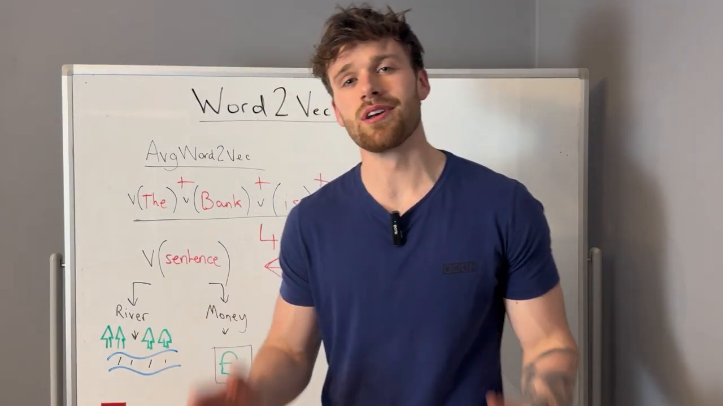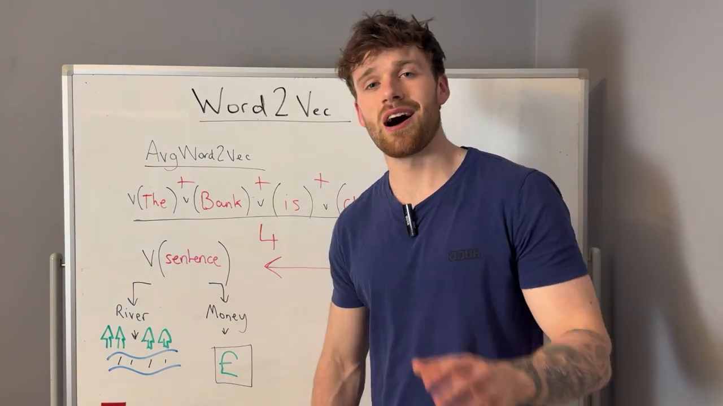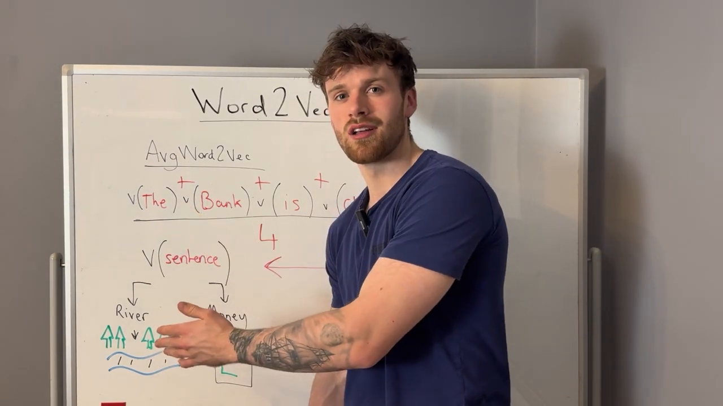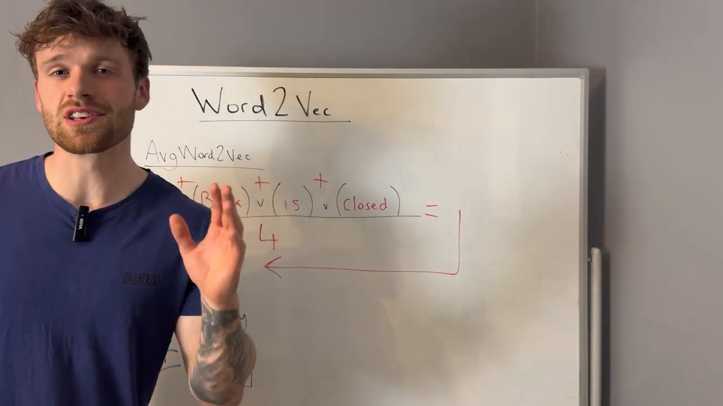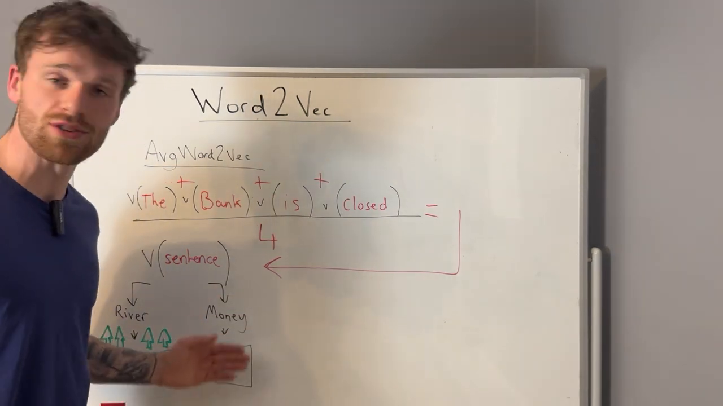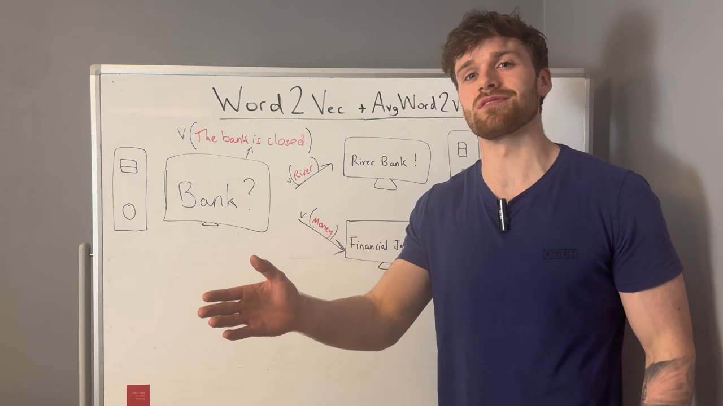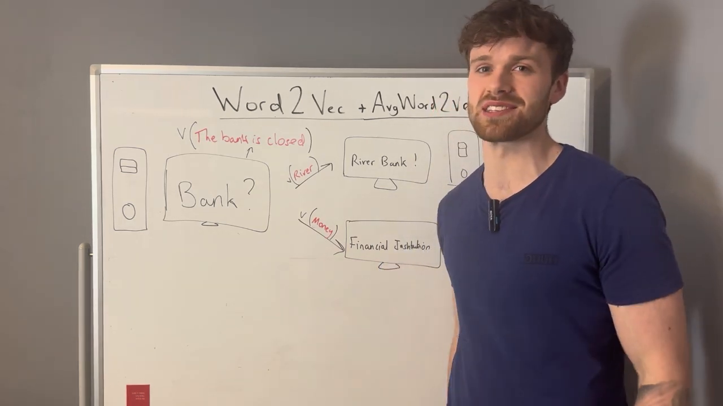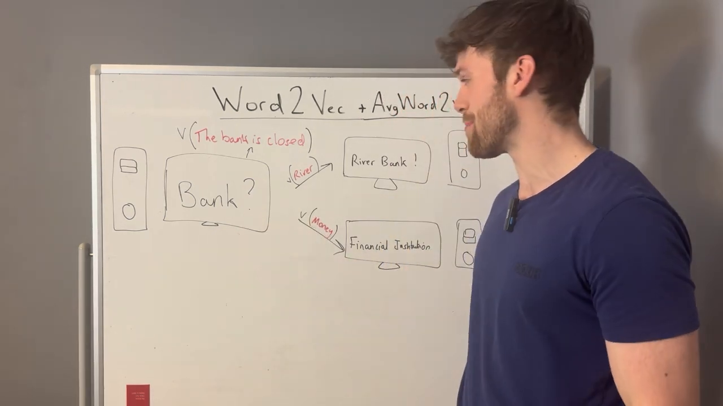Let's think back to our initial problem. The bank is closed, having ambiguous meaning. Now, if the surrounding text of the sentence vector mentions river, the machine knows that we're talking about a river bank. Whereas if the surrounding text mentions money, the machine knows that we're talking about a financial institution. And with that, thanks to Word2Vec and average Word2Vec, the machine can now understand the semantic meaning of words and sentences. We've successfully built the bridge over the semantic gap.